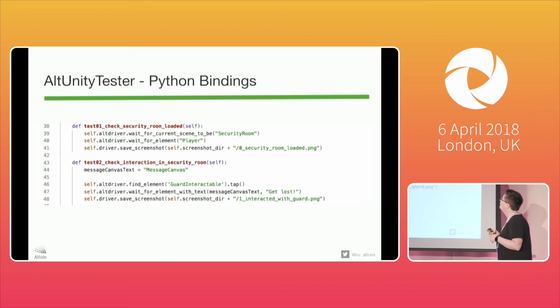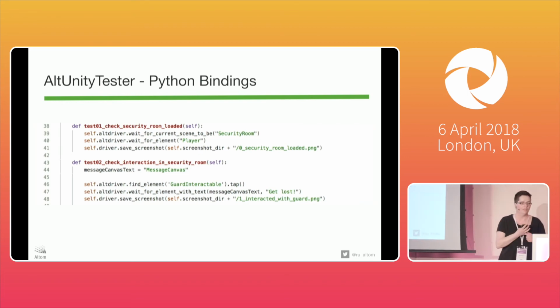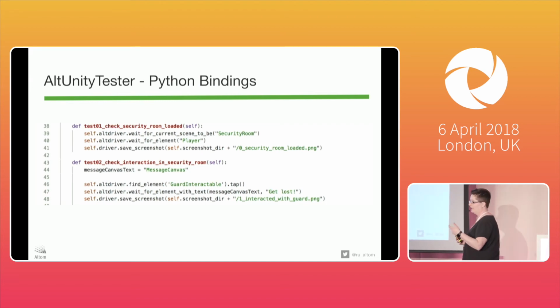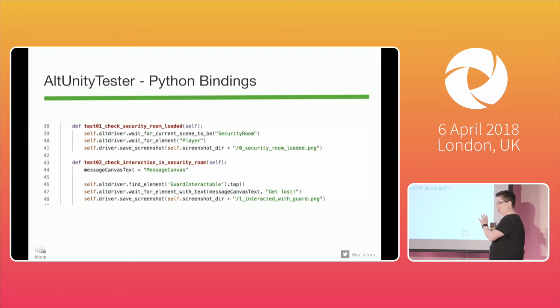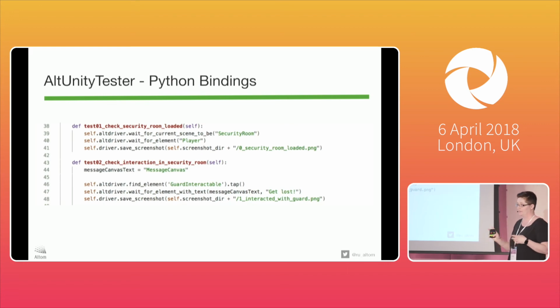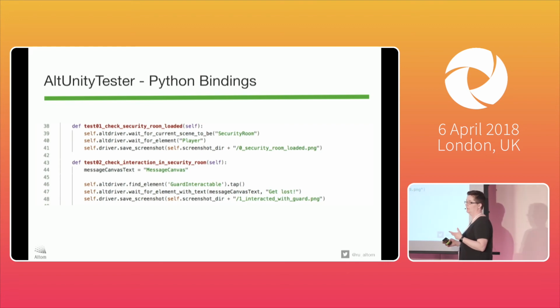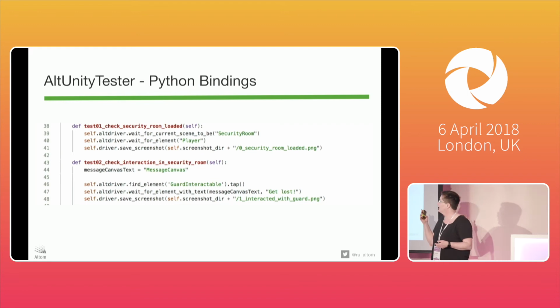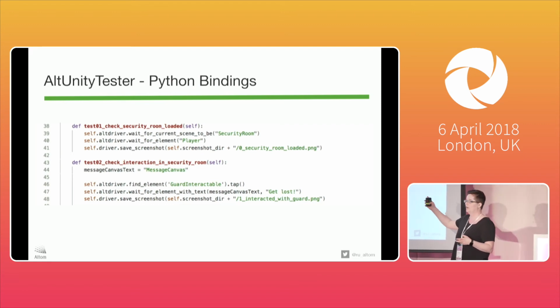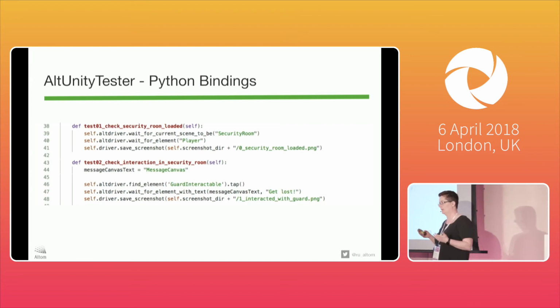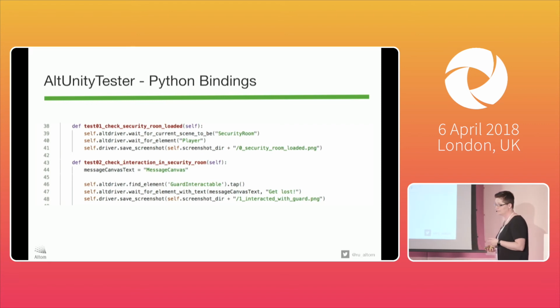And this is an example of what we wrote so far for the Python bindings. So we have the socket connection running in the game. We also need something on the client side to create the alt driver, communicate, send commands, and expect the replies. This is an example of how you'd wait for the scene to be the one that you want, the security room. You'd wait for the player to get there. And then once you tap on the guard, you would wait for the text below to be get lost before you say, okay, I could interact with the guard and the test has passed.